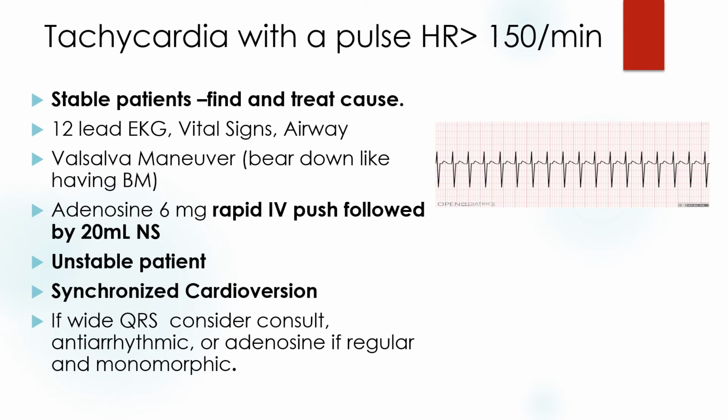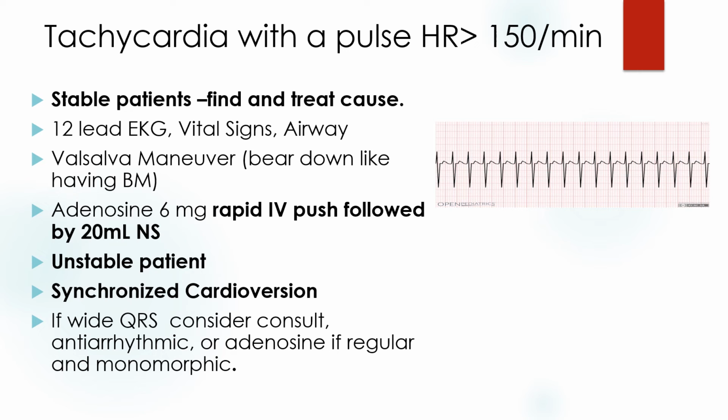So tachycardia with a pulse is a heart rate greater than 150. It's also called SVT. So stable patients, we're going to find and treat the cause. So this is stable as defined 2 slides ago. We're going to get a 12-lead EKG. We're going to take their vital signs. We're going to maintain their airway. So we're going to make sure they're not going to have any condition like fast respirations or anything that they could aspirate. We're going to ask them to do the Valsalva maneuver, and it is like bearing down, like having a BM.